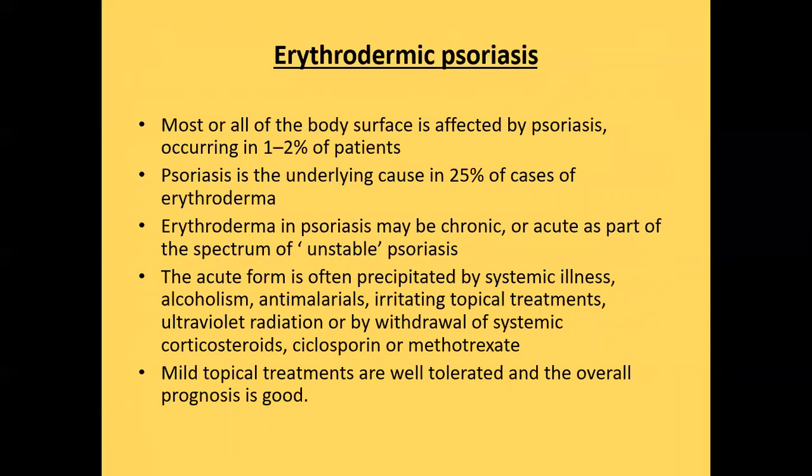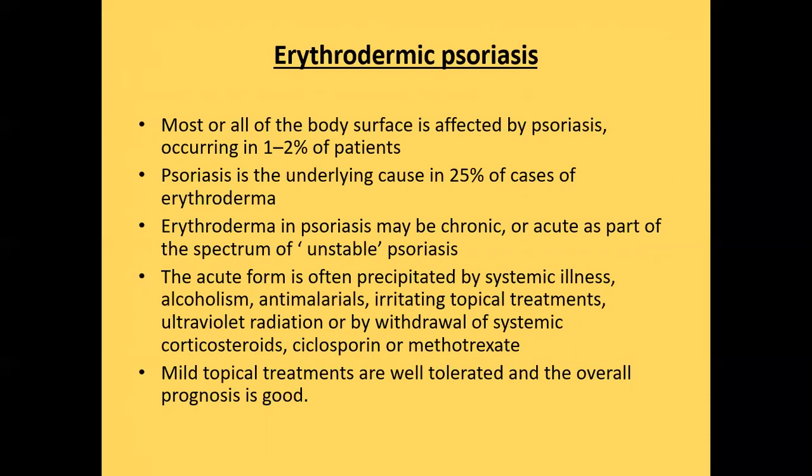Erythrodermic psoriasis. Erythroderma is described as involvement of more than 90% of the body surface area. So in erythrodermic psoriasis, almost the complete body is involved by psoriatic lesions, and this accounts for about 1 to 2% of psoriatic patients. In all cases of erythroderma, psoriasis contributes to 25% of the cases. Erythroderma in psoriasis can be chronic, slowly evolving, or can be acute. In such acute cases, it will be in the spectrum of unstable psoriasis.